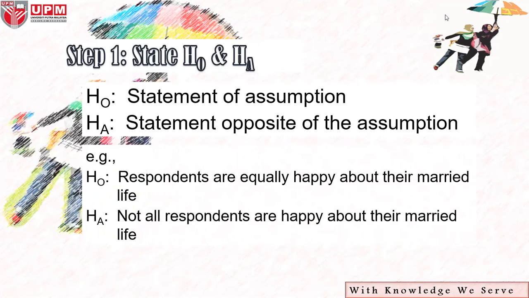Here is another example, to be more specific. For our null hypothesis: respondents are equally happy about their married life. And for our research hypothesis: not all respondents are happy about their married life.